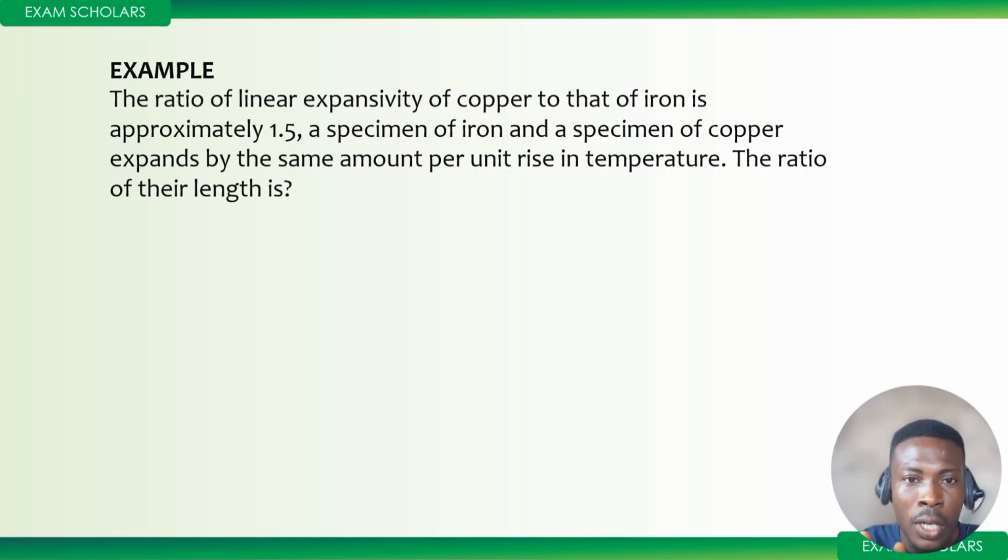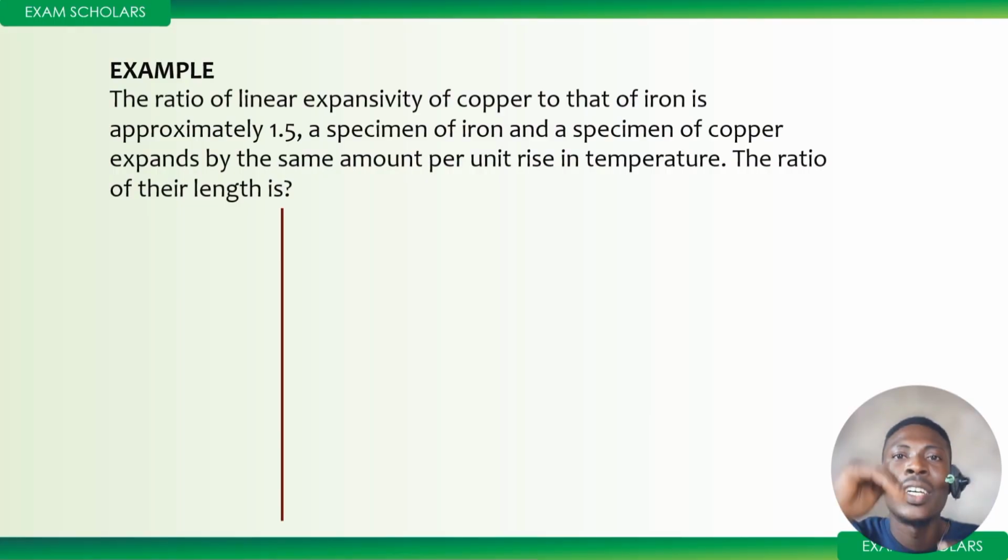Okay, let's look at the ratio. The ratio of linear expansivity of copper to that of iron. So you are dividing the coefficient of linear expansivity of copper by the coefficient of linear expansivity of iron, and you are getting an answer which is 1.5. Now convert that 1.5 to a fraction. 1.5 also means 3/2. So you have alpha of copper divided by alpha of iron equals 3/2. I'm not writing anything, I'm just explaining.